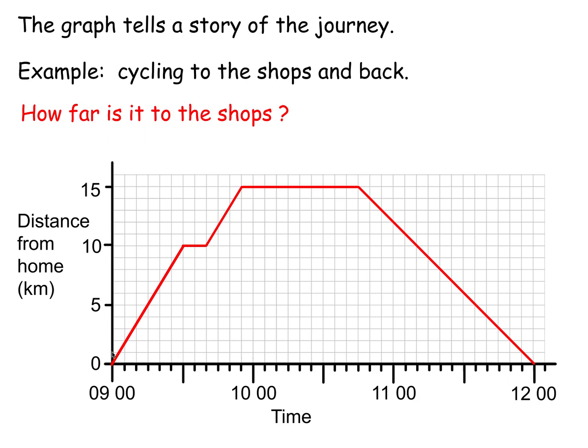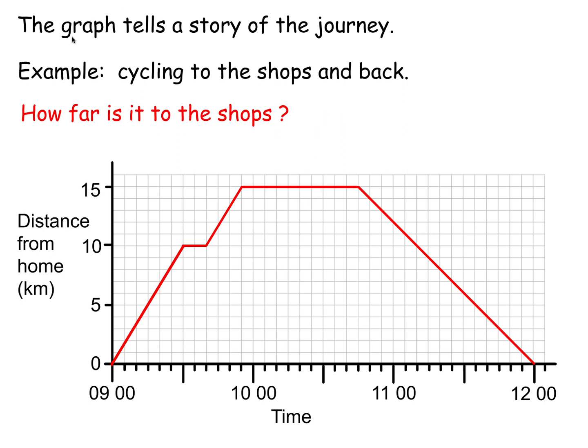Up the side, 5 boxes to get to 5, it's 1 kilometre per box. So you've got to look at the 2 axes, especially the time axis, figure out how many minutes per division, and on the vertical, how many kilometres per division. So the idea is the graphs of a journey here.